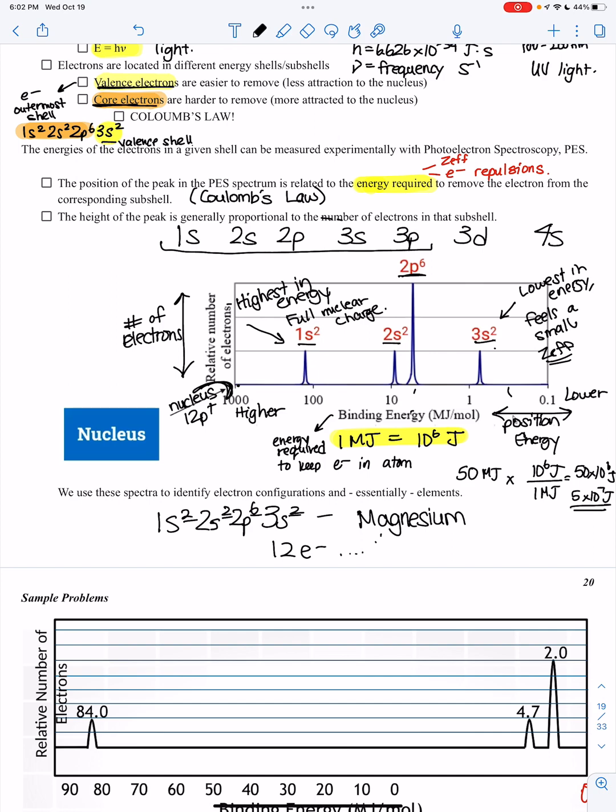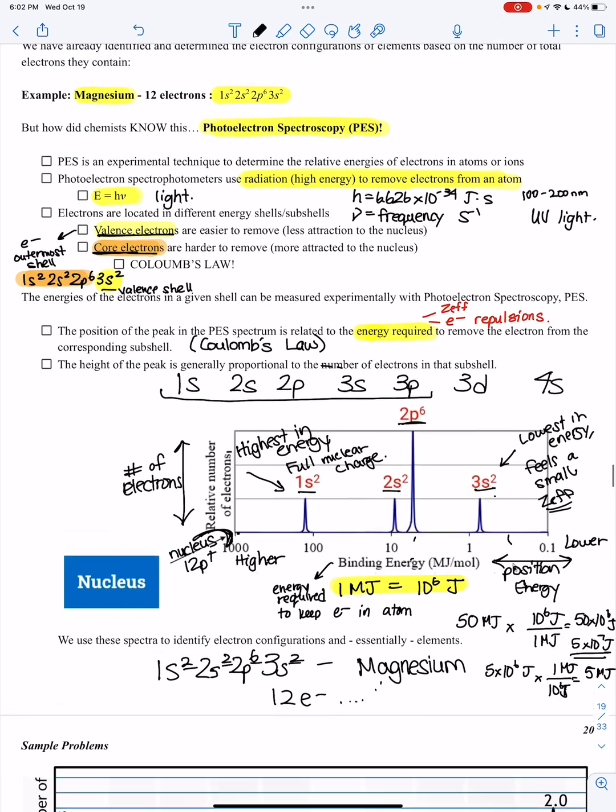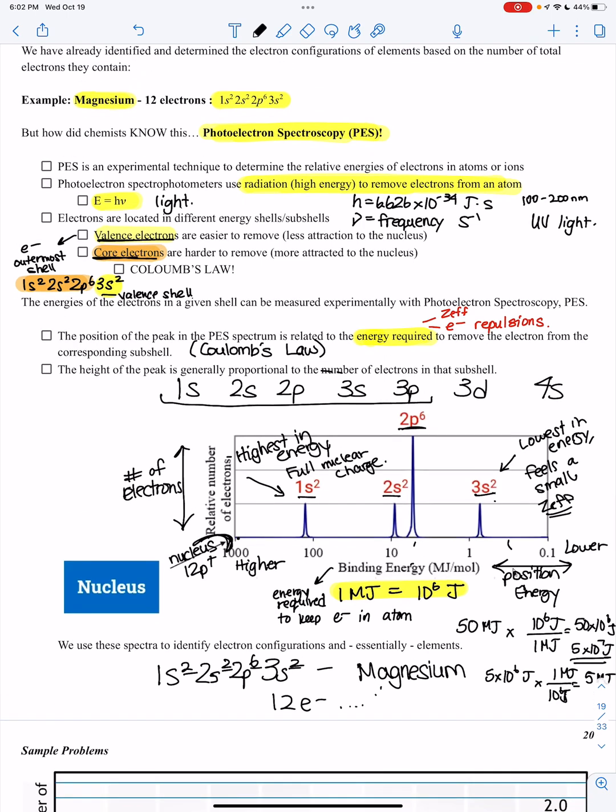And then, of course, I could go backwards. If I had 5 times 10 to the 6th joule and divided by 10 to the 6th, that would give me 5 megajoules. So that's a quick conversion. All right, that is a quick little rundown. We did a little bit of this in class, but I'm doing it here now.